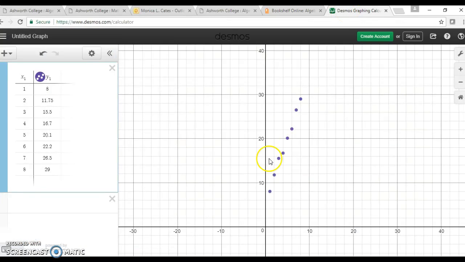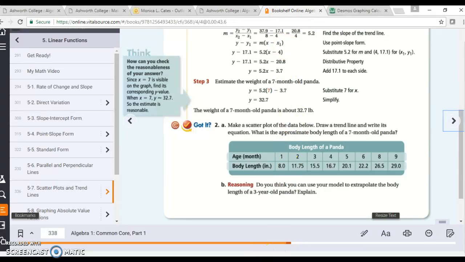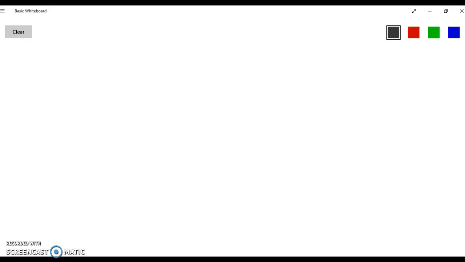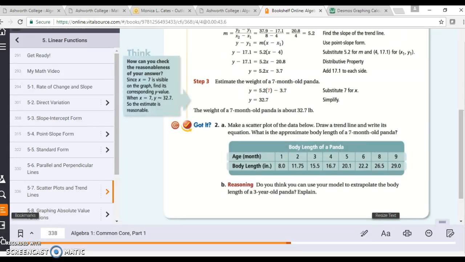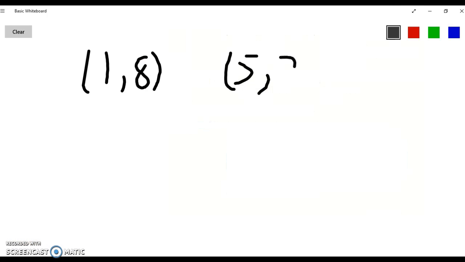It says, what is the approximate length of a 7-month-old panda? I can use my graph to do this. Probably not so good now because I probably need an equation first. So let's do that. Let's choose points. I'm going to choose 1 and 5. So point 1, which is 1 and 8, and 5, which was 5 and 20.1. Those are the 2 points that I chose. There's lots of points you can choose. There's different variety. Please don't feel like you have to choose the same points that I chose.